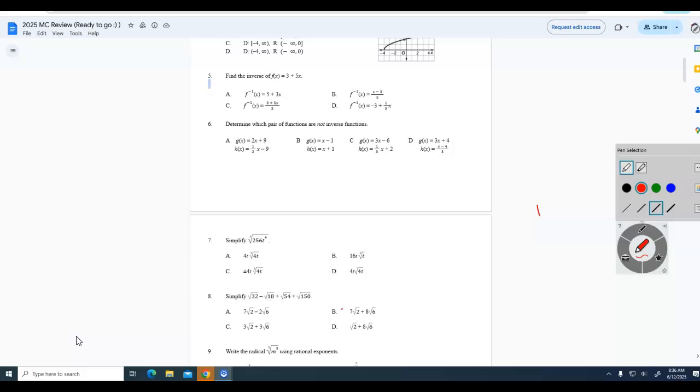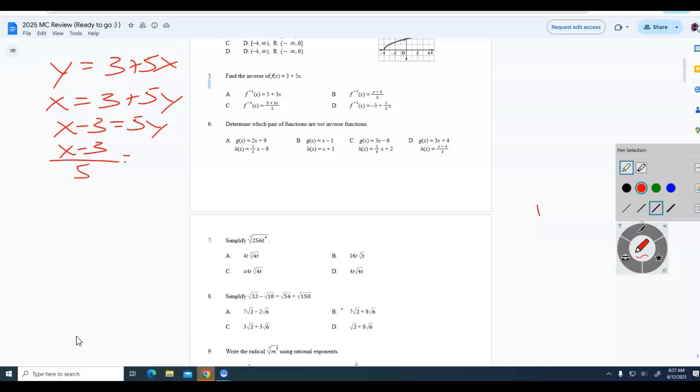All right, determining whether something is an inverse, we're simply making the x's y's and the y's x's. And then we resolve for y. X minus 3 equals 5y. X minus 3 over 5 equals y. There's my inverse. To determine a pair of functions that are not inverses, I'm going to do a right example and a wrong example. The ones that are not inverses is that.